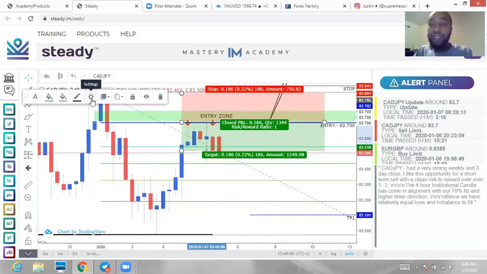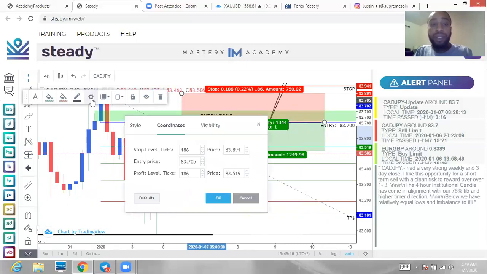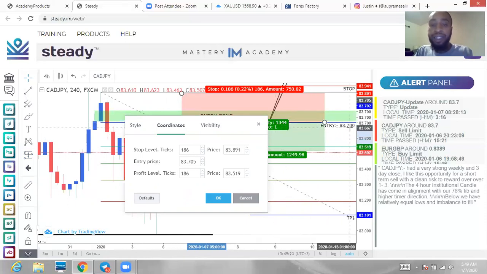You would go over here to settings. You would click. You have your stop level, which here you would enter in the numbers that you see here, 83.941. Your entry price here, you would enter in where you see 83.700. Profit level, here you would enter in your first take profit, 83.101, and then you will remove that and enter in your second take profit. And once you do that, I'll give you an example of what it looks like.